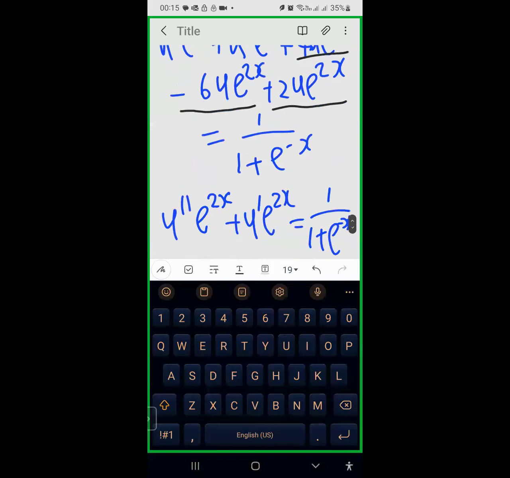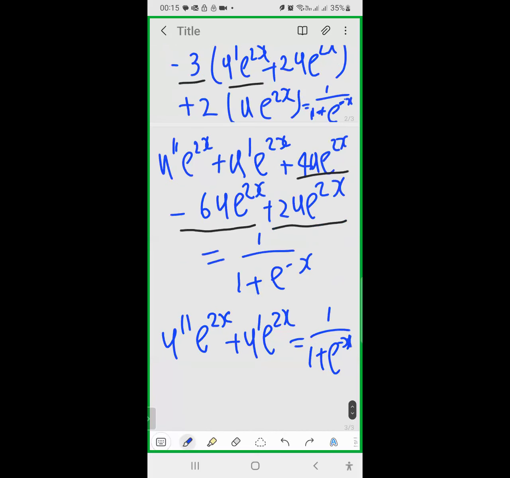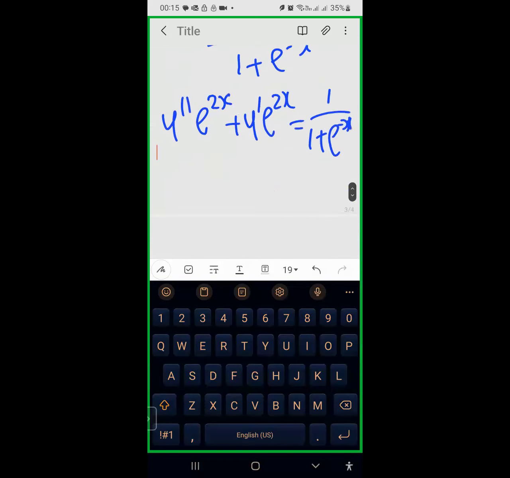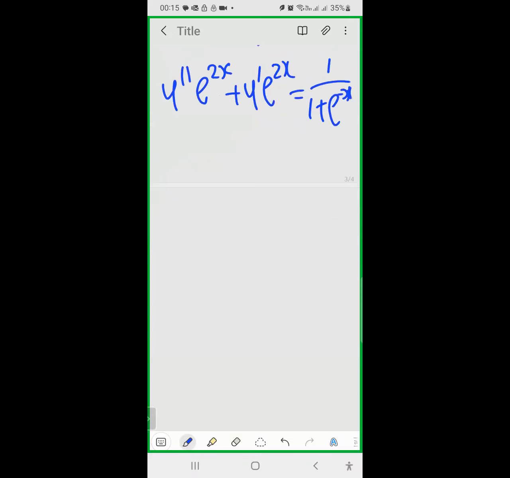Let me open another page. So we're gonna get that u double prime plus u prime is equal to 1 over 1 plus e to the power minus x, multiplied by e to the power 2x.